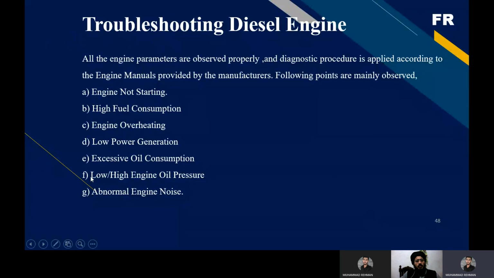These are a few problems, like high fuel consumption in the engine. Then comes the engine overheating. Then the engine generating low power. Why is it generating low power? What is the problem behind that? Then there is excessive oil consumption or oil leakage outside the engine. And then changing oil pressure. And at the last point, you are hearing different types of noise from the engine. Next.